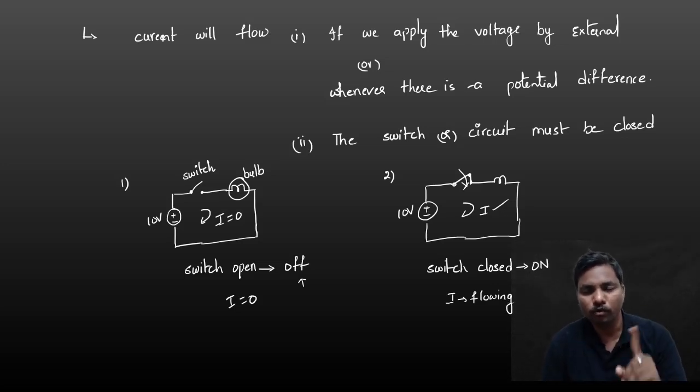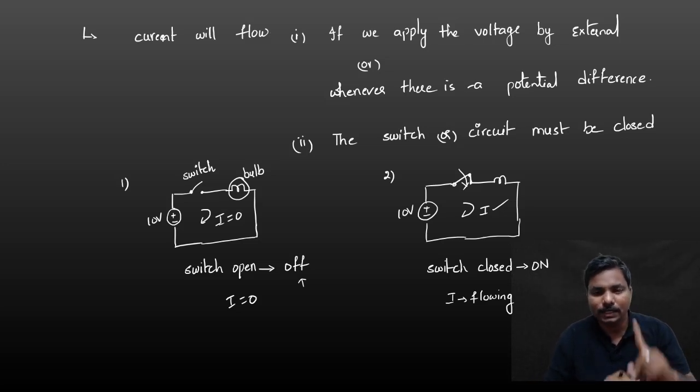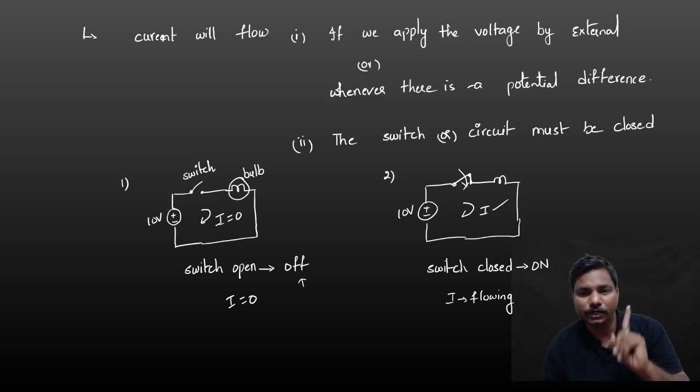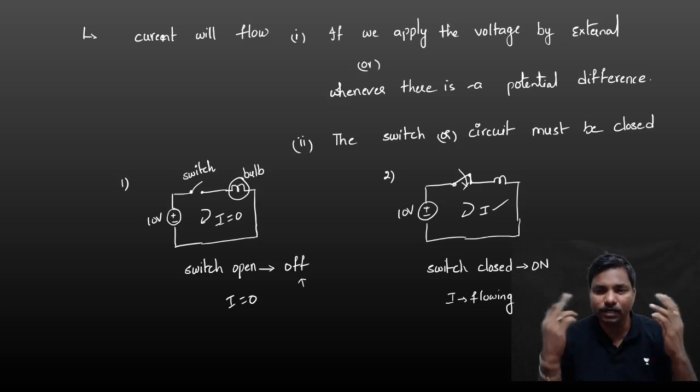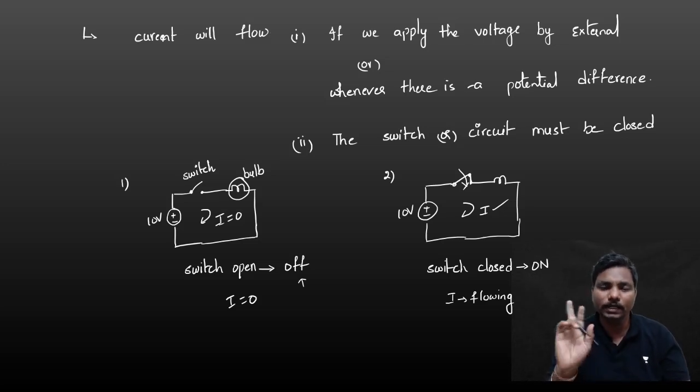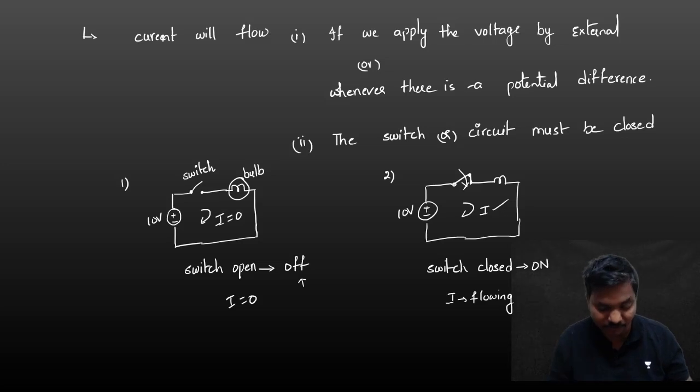Current will flow only in two conditions: whenever we apply the voltage, that means we have to give energy by volt, or whenever there is a potential difference. And the second case, the switch or circuit must be closed. Whenever there is a closed circuit, then only the current is flowing. Note all these points, very very important. Each and every point is important. We know very well the exams are in so many shifts, so that's why a lot of questions they will frame.